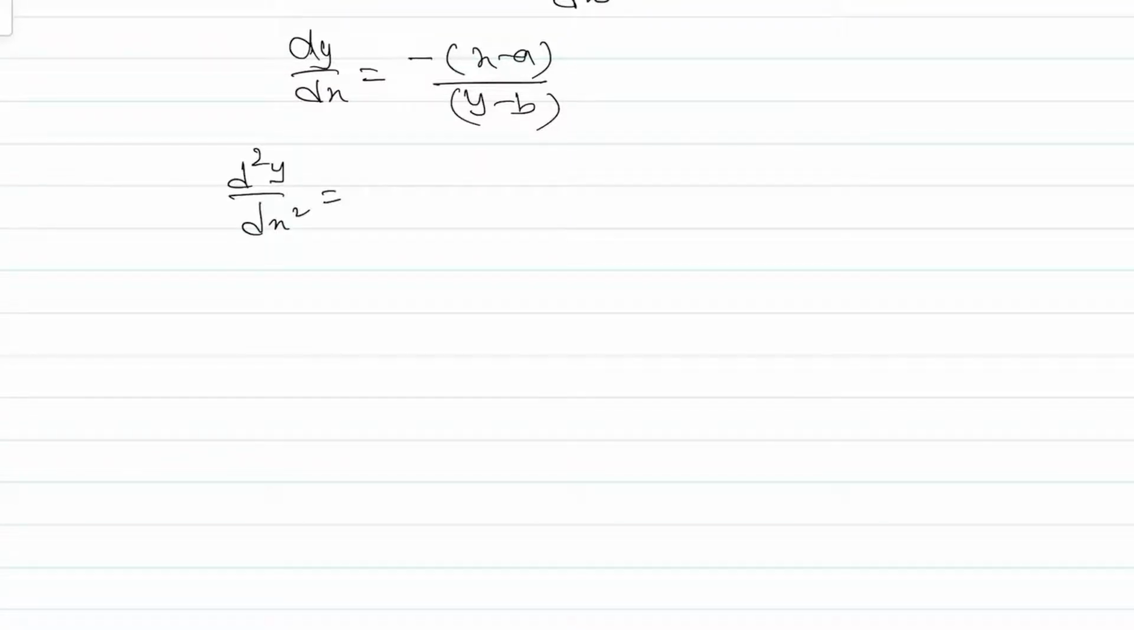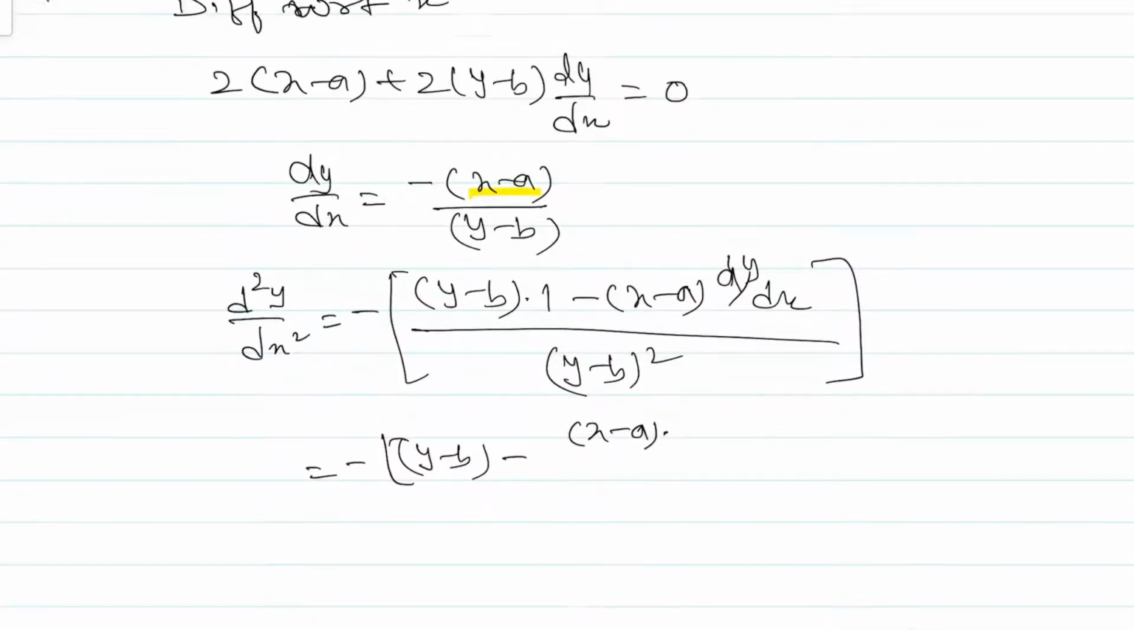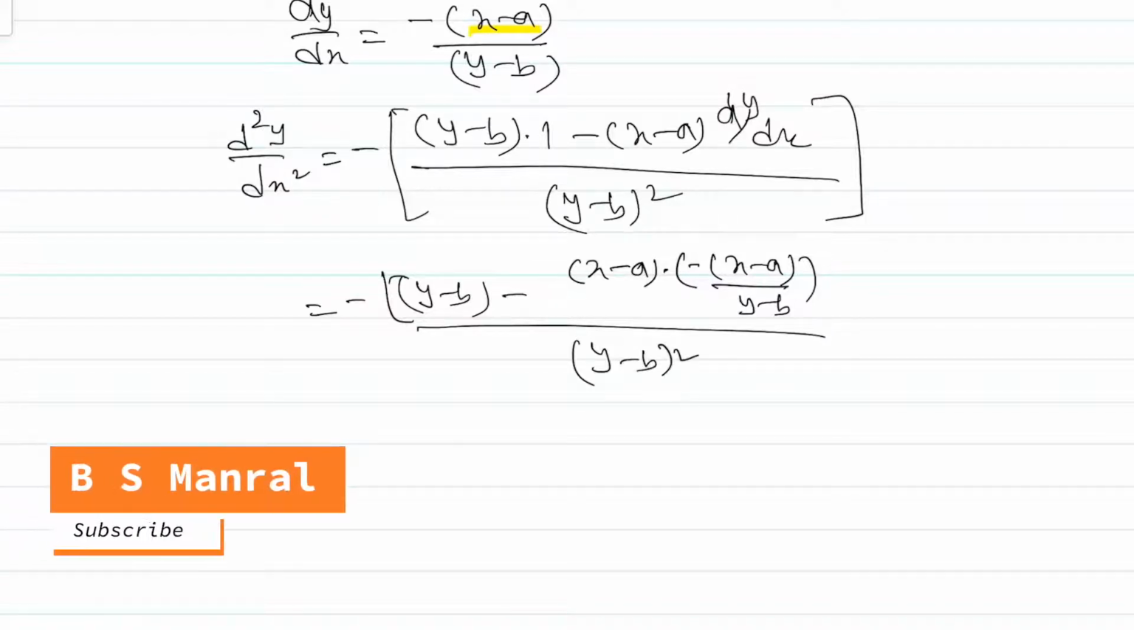Now we'll find the second derivative. d²y/dx² is equal to [(y − b) times the derivative of (x − a), which is 1, minus (x − a) times the derivative of (y − b), which is dy/dx] divided by (y − b)². That is, [(y − b) − (x − a) times the value of dy/dx, which is −(x − a)/(y − b)] divided by (y − b)².